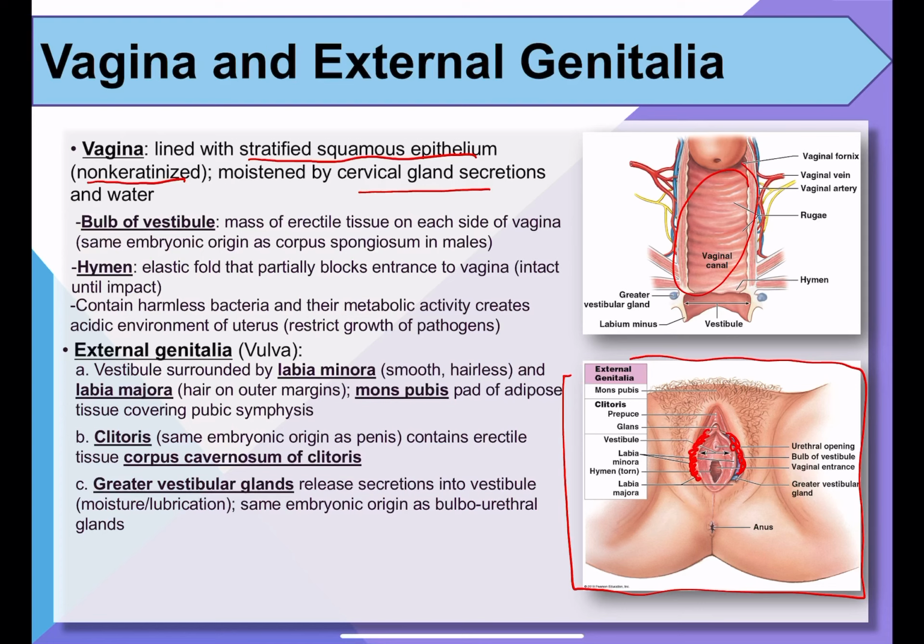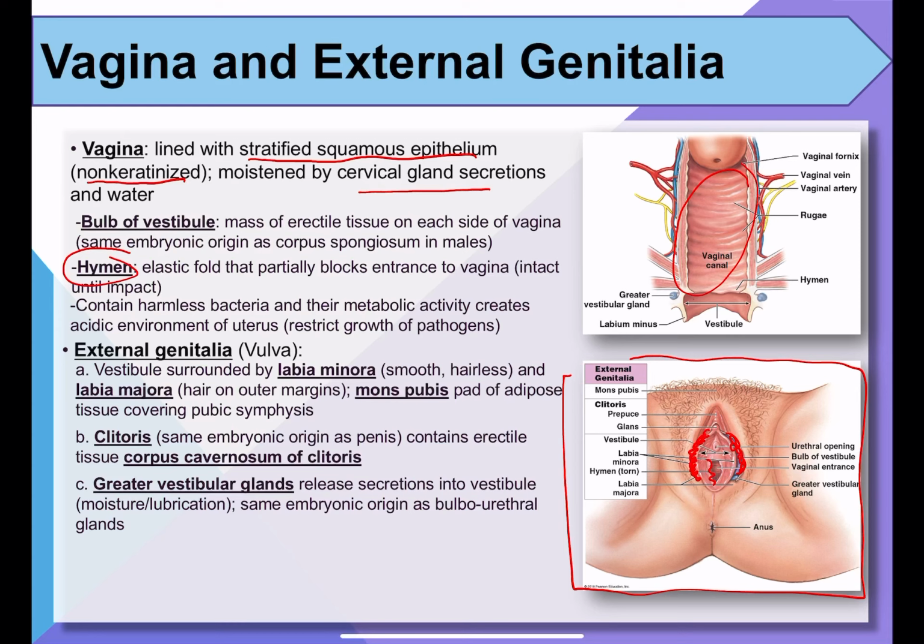Okay. Now, around the opening of the vagina is a piece of tissue like this called the hymen. This is an elastic fold that partially blocks the entrance to the vagina, and technically speaking, it will remain intact until impact. Okay, and this can even be physical impact, meaning if you accidentally sat on a pole or something that went between around in that groin area that really hurts the outside of your vagina area, it can actually still impact the hymen, okay, and it will still bleed.